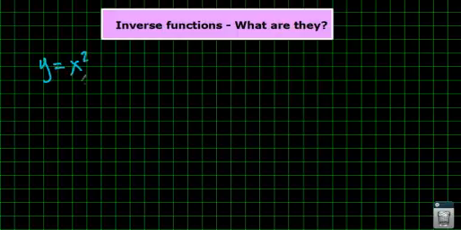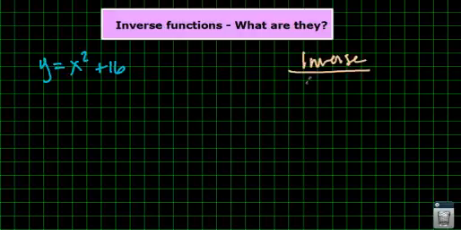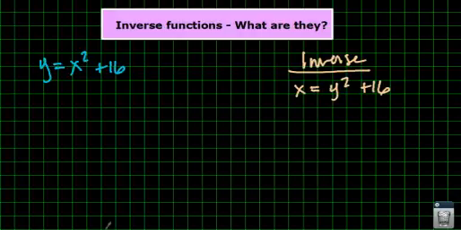Let's say I have y equals x squared plus 16. My first step is to do what? We're going to swap x and y. I'm going to write that this is the inverse over here, and we'll get to notation in a moment. So x equals y squared plus 16. My next step is to subtract 16 from both sides because I'm trying to isolate y.